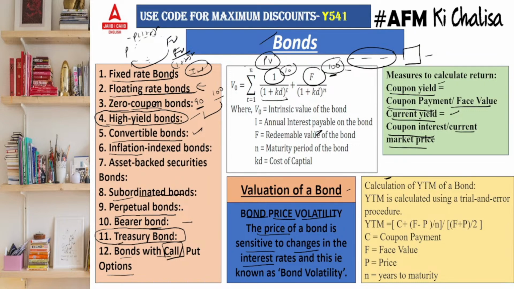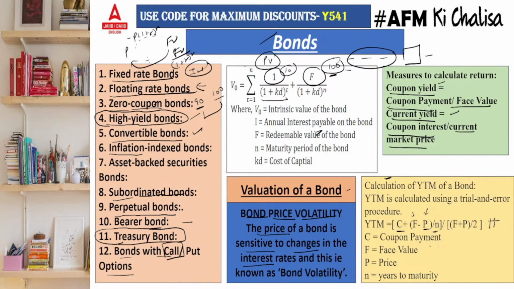Then comes calculation of YTM. That is yield to maturity. What's the method? The method says you pick up your interest part plus F, your future face value, minus your price, meaning your current price at whatever is going on, divided by N. This is for the number of years you have taken the loan.